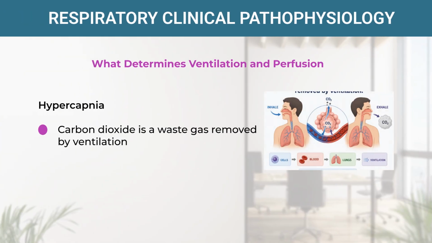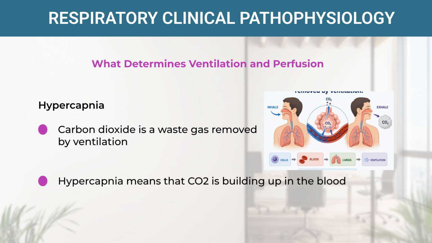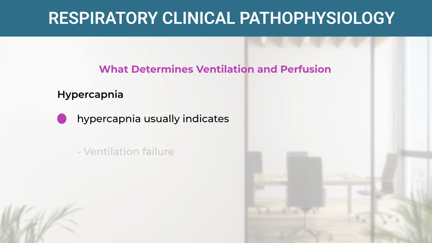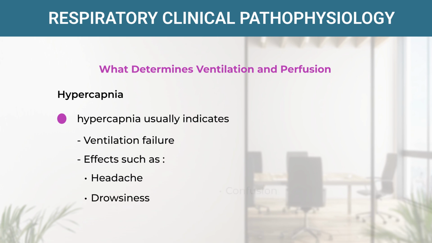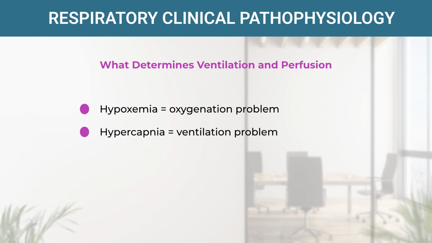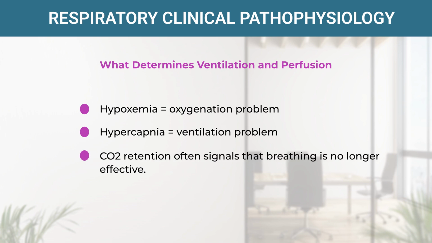Hypercapnia. Carbon dioxide is a waste gas removed by ventilation. Hypercapnia means that carbon dioxide is building up in the blood. Hypercapnia usually indicates ventilation failure, with effects such as headache, drowsiness, confusion, and respiratory acidosis. This distinction is critical. Note: hypoxemia is an oxygenation problem, while hypercapnia is a ventilation problem. They may coexist, but they are not the same. Carbon dioxide retention often signals that breathing is no longer effective.